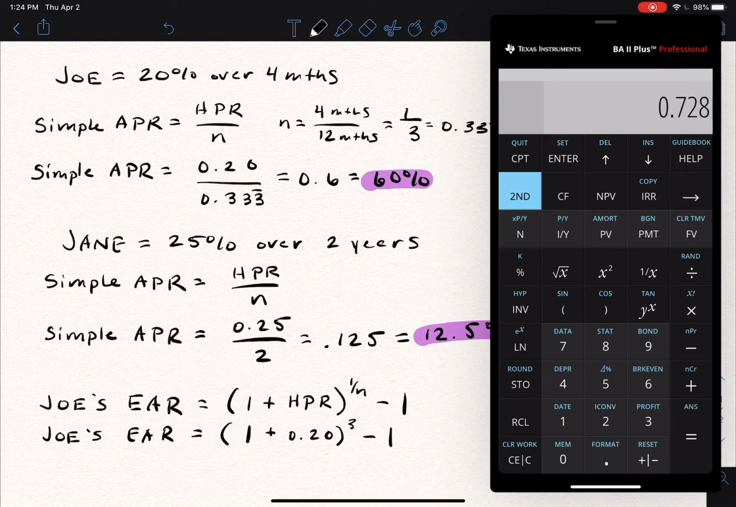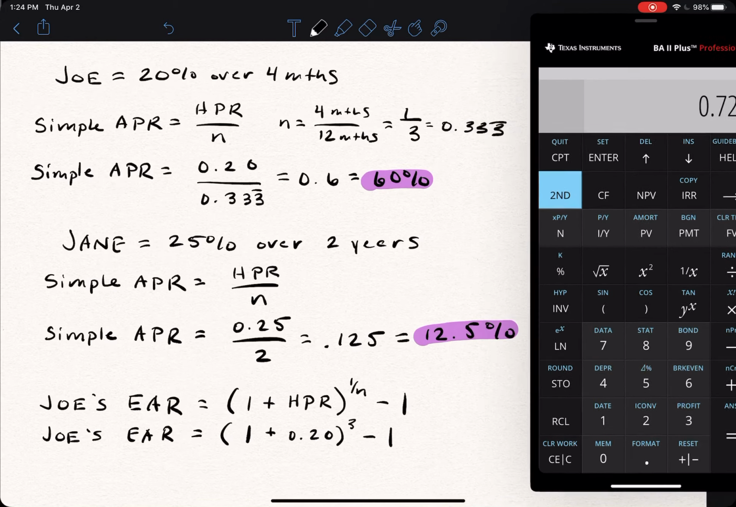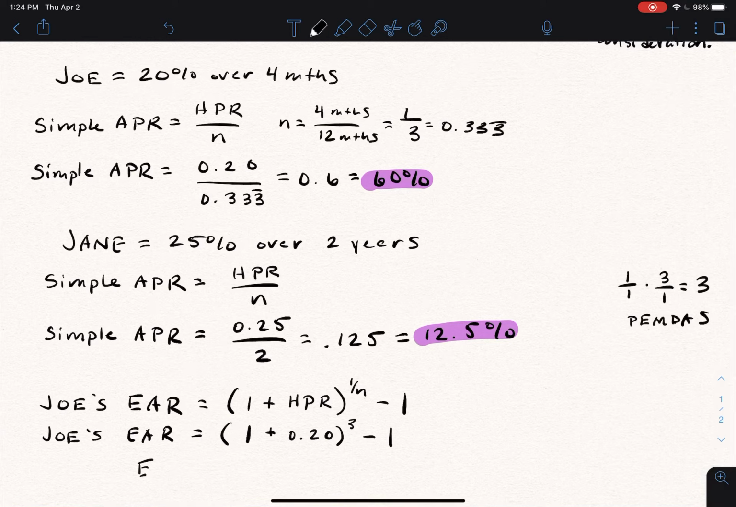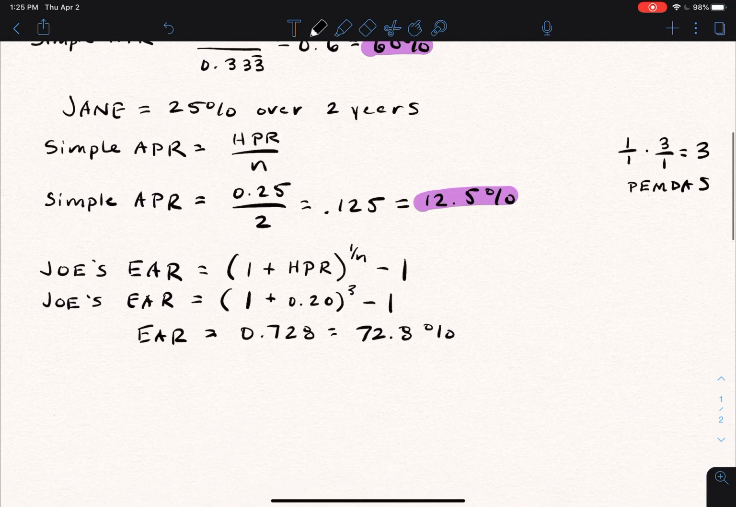Let me make sure that my rounding, let's see here. I want to see if my rounding is set to be 9 decimals. It is, okay. I thought there might be a few more decimals in there, but maybe it just depends on how I rounded versus how your book rounded. So let's see, second answer. So Joe's effective annual rate is 0.728, or 72.8%.